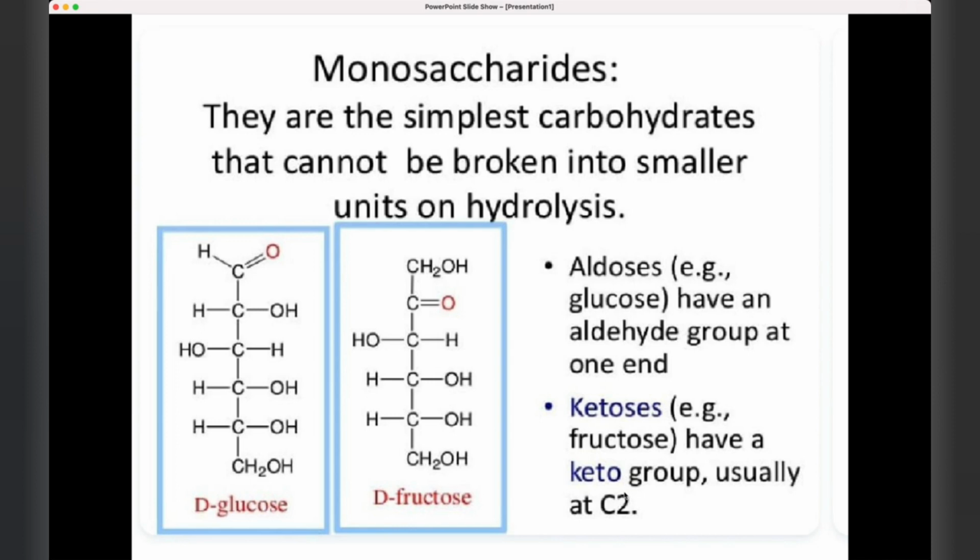Here you can see the structure of D-glucose and D-fructose. The first one is aldose, like glucose, for example. They have an aldehyde group. What is an aldehyde group? You can see the CHO group which is attached to the top end. It is attached to the carbon atom in position 1. Then secondly, ketoses, for example fructose, which has a keto group, that is a CO group, usually attached to the second carbon atom. So always remember, aldoses have an aldehyde group attached to carbon 1 and ketoses have a keto group attached to the second carbon atom.